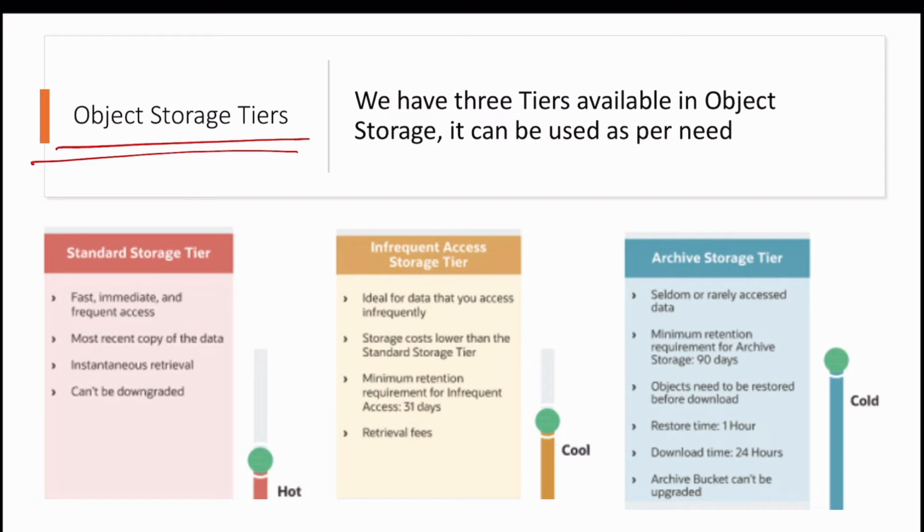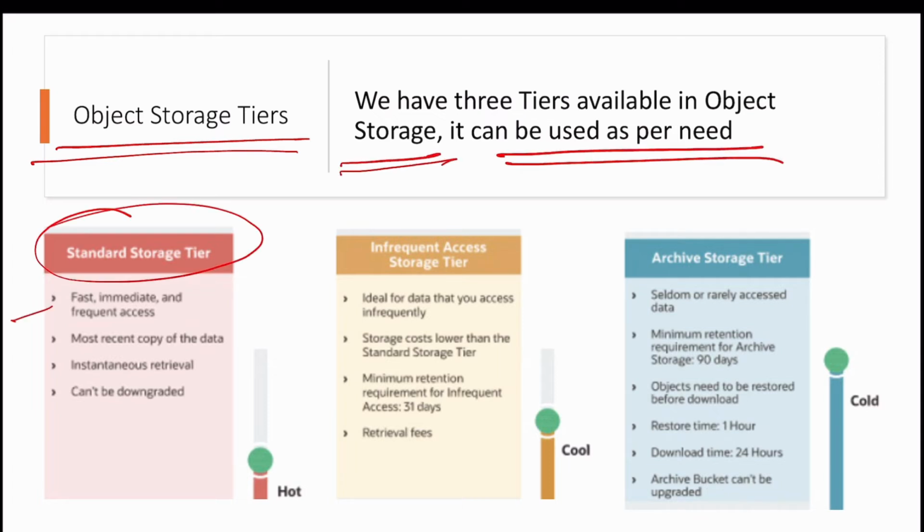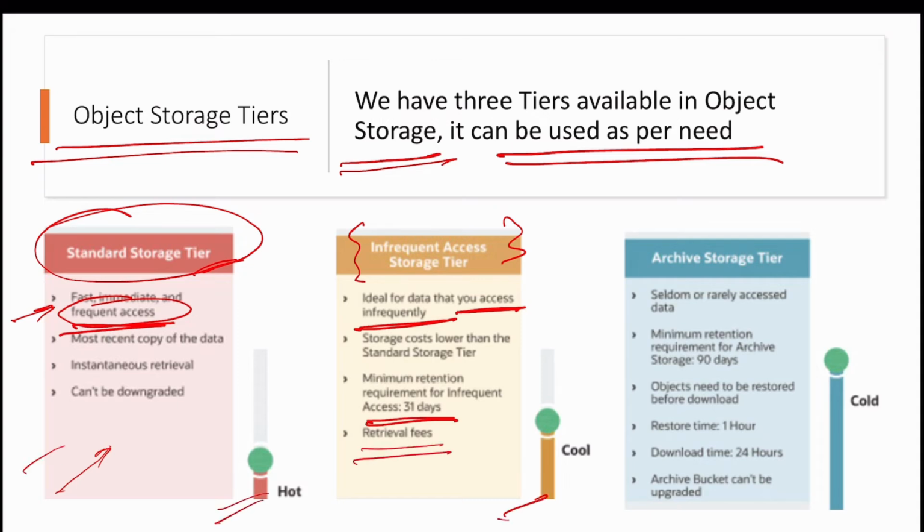If we talk about the object storage tiers, that is important. We have three tiers available in object storage. It can be used as per need. So standard storage is fast, immediate and for frequent access. Just understand this term. Whenever we need to access the data frequently, then we will use standard storage. Next we have infrequent access, ideal for data that you access infrequently. The retention time is 31 days. So minimum we need to keep the data for 31 days. Here it's a little less cost than the standard one, and we need to pay for the retrieval fees. So this one is known as a hot tier, then this is known as a cool tier.